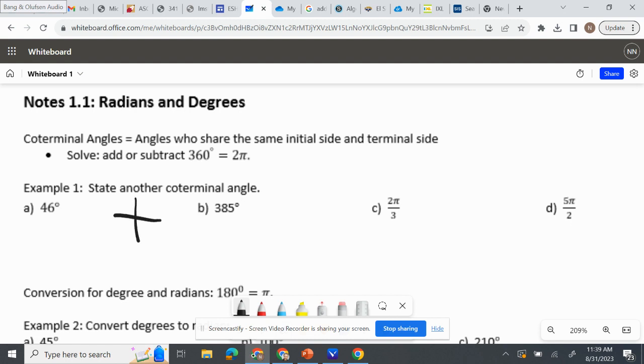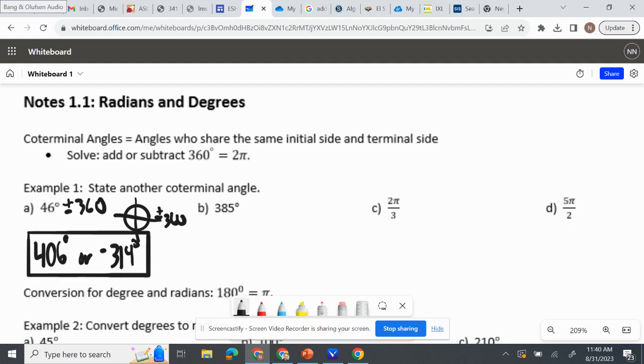Now I'm going to give the positive and the negative version. Remember, we talked about going around being 360. So either we're going around 360 in the positive direction or 360 in the negative direction. When we're looking at 46, we could either add 360 or subtract 360. If we add 360, we get 406. If we subtract 360, we get negative 314. Either of those answers work. I'm just putting both so you can see the positive and the negative, but you just have to state another coterminal angle.